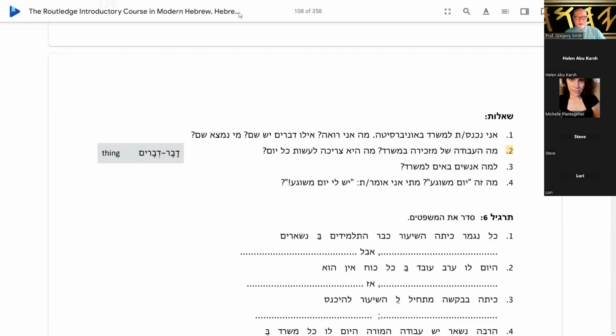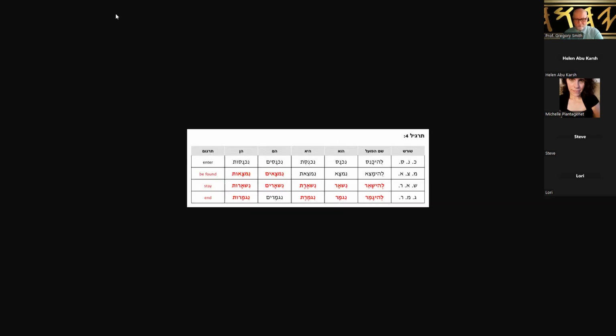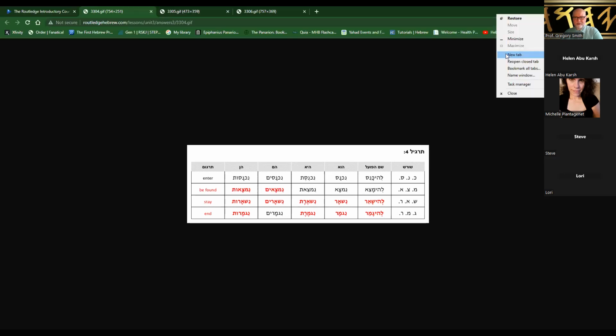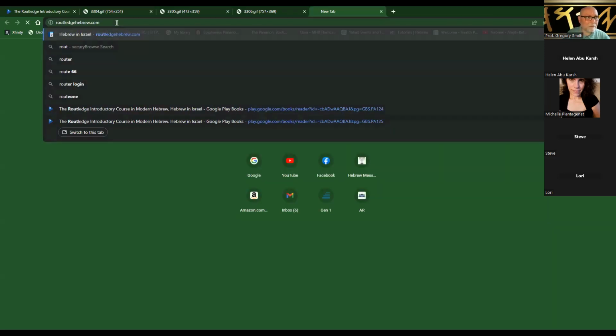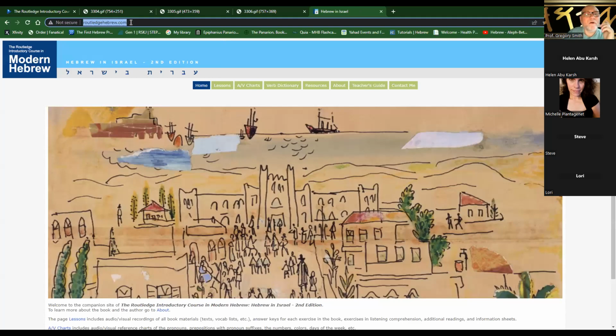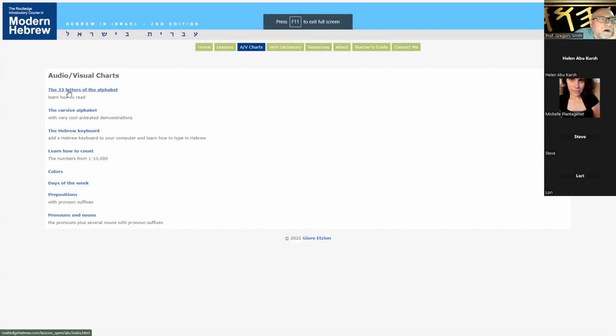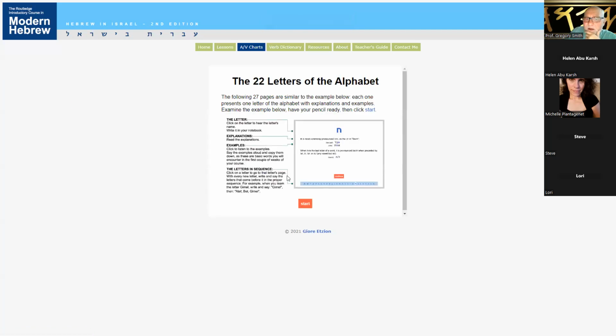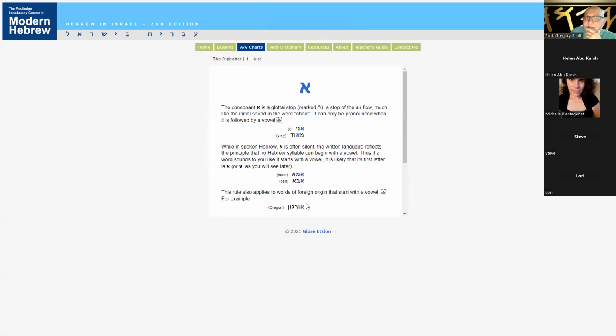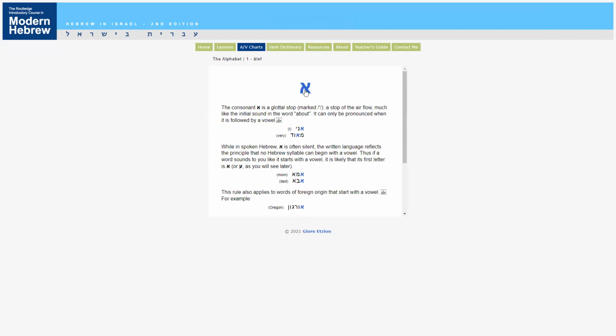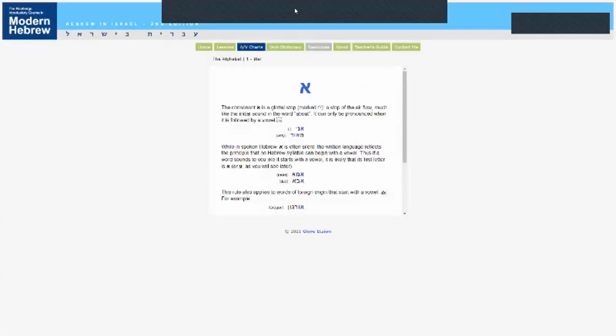And also keep in mind, let me show you a little bit of what is available for your own study. Let's open up this new tab. We'll put Routledge Hebrew in there. Okay, so look at these charts here. You've got the 22 letters of the alphabet. If you want to learn the alphabet, look at these little widgets they got going here. Click on this. Let's make sure that I've got sound. You guys should hear this now. Aleph. You guys hear that? Aleph. Aleph, can you hear that?